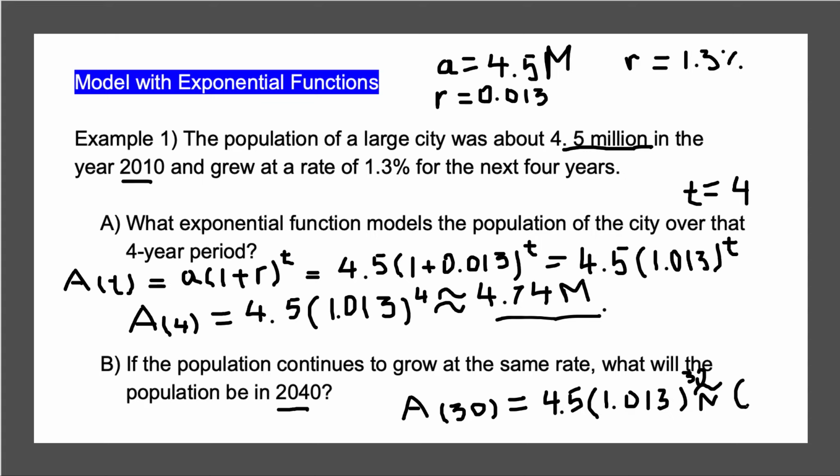So in 2040, if the population grows at the same rate, the city is going to have 6.63 million people.